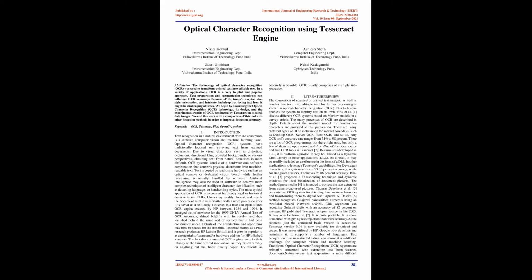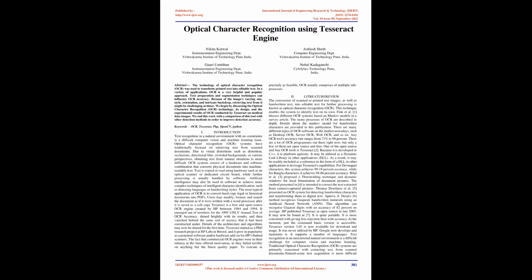Text is copied or read using hardware such as an optical scanner or dedicated circuit board, while further processing is usually handled by software. Artificial intelligence may also be used in software to achieve more complex techniques of intelligent character identification, such as detecting languages or handwriting styles. The most typical application of OCR is to convert hard copy legal or historical documents into PDFs. Users may modify, format, and search the document as if it were written with a word processor after it is saved as a soft copy.